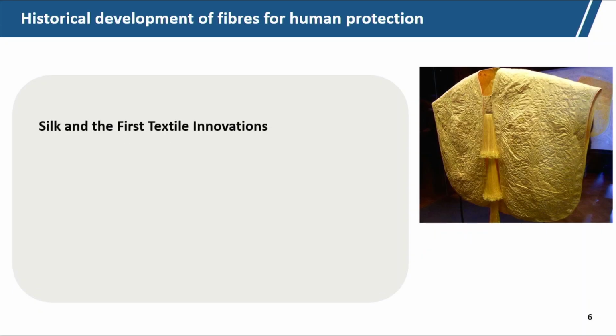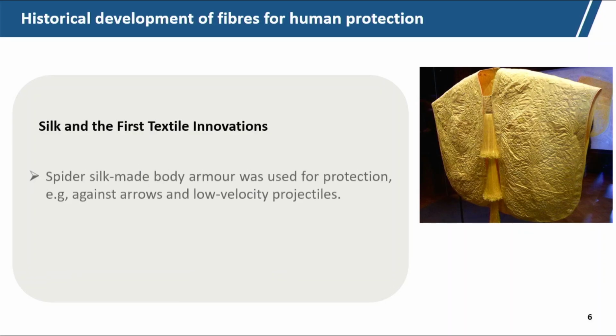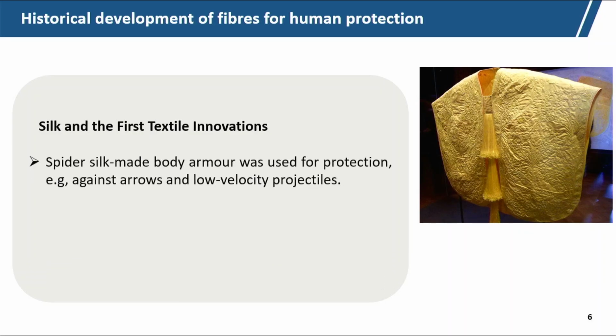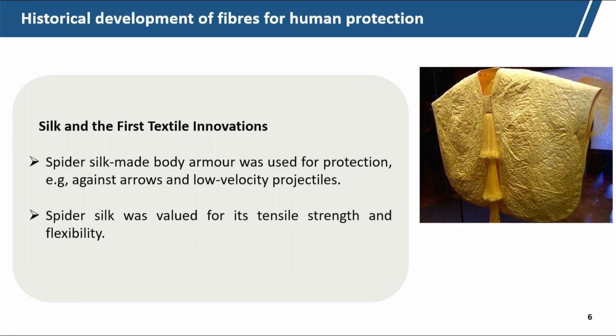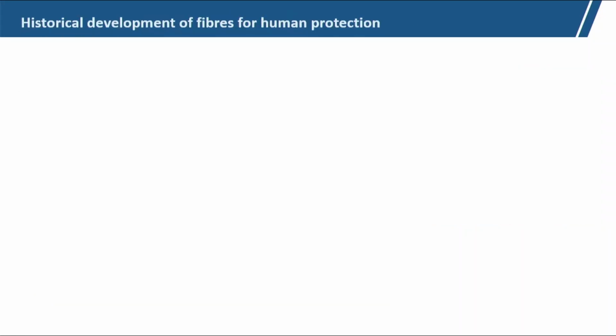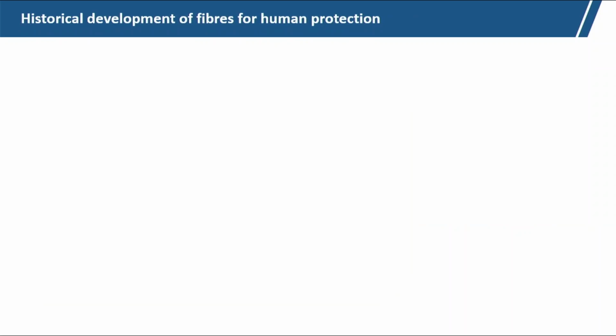Silk was the first textile innovation. Spider silk made body armor was used for protection, for example against arrows and low velocity projectiles. So, silk made fabric was used for protecting against the arrow. Spider silk was valued for its tensile strength and flexibility. So, those were used in early days.